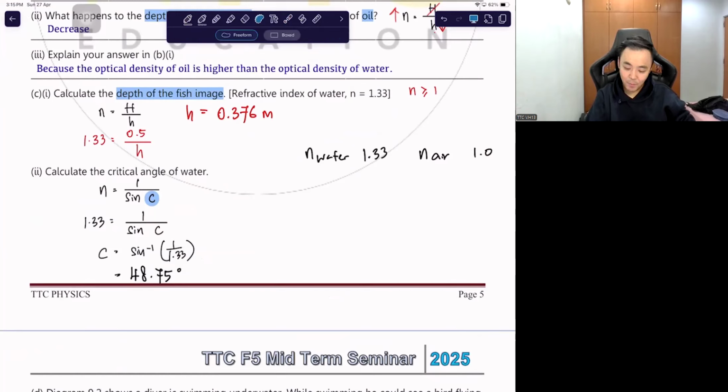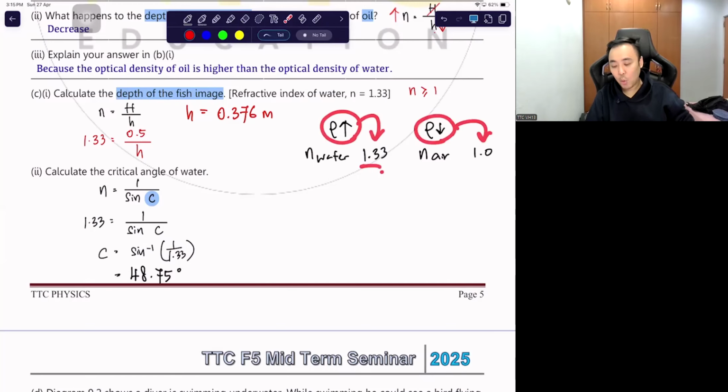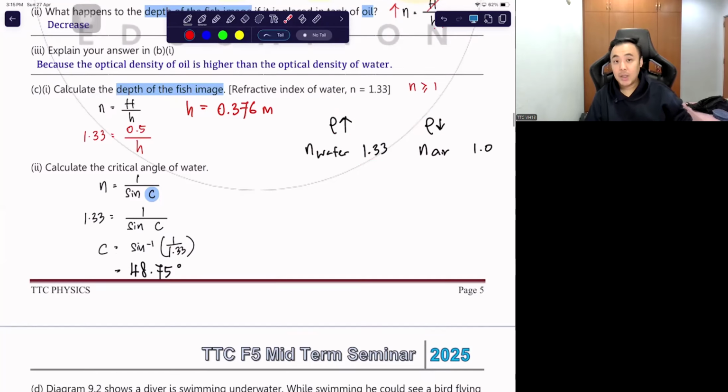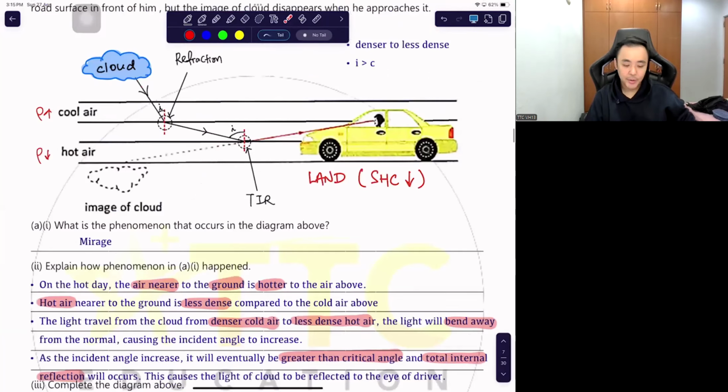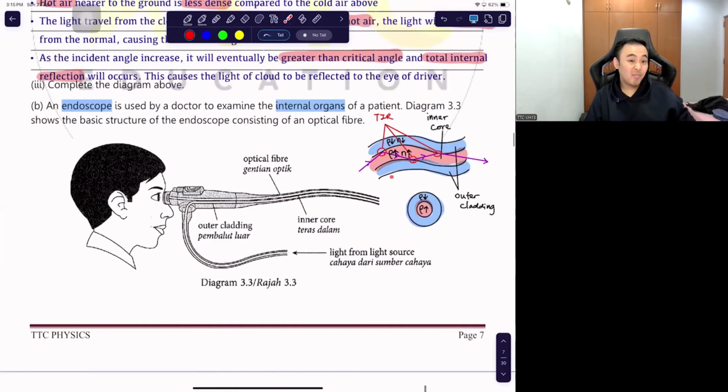Okay, the density for water is higher, density for air is lower, right? So when you're denser, usually you got higher refractive index. When you're less dense, you have lower refractive index. Good. Okay, back to this. So over here, there you go. Can follow? Can I move on?